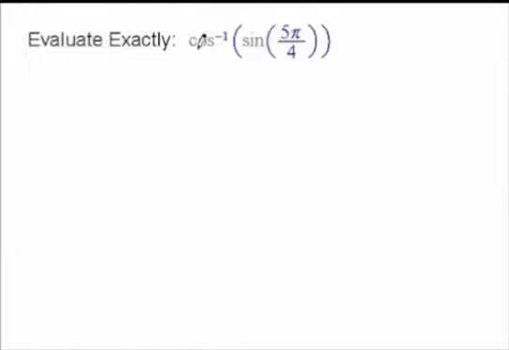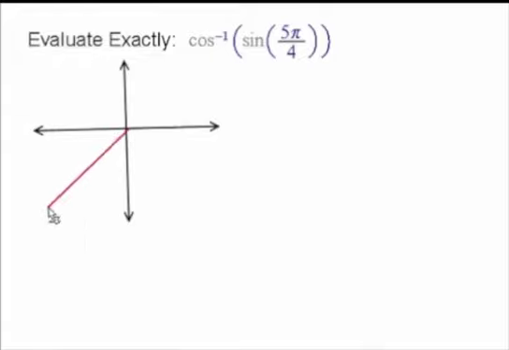Similarly, we have cosine inverse of sine of 5 pi over 4. Again, 5 pi over 4 is in the third quadrant. If we put an angle in the third quadrant, what we find with All Students Take Calculus is that the only thing that's positive down here is tangent. So this is going to give me a negative ratio. And cosine inverse is only going to work in the first and the second quadrants.